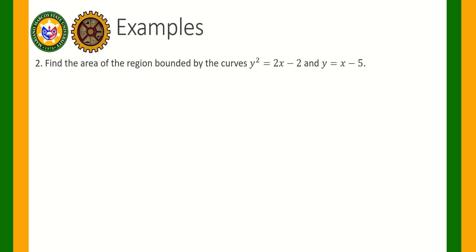Okay, so let's try another example under the area between two curves. Find the area of the region bounded by the curves y squared is equal to 2x minus 2 and y equal to x minus 5. So, yung first curve natin is y squared equal to 2x minus 2.